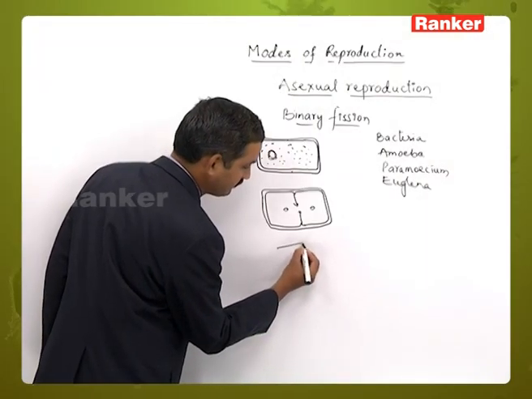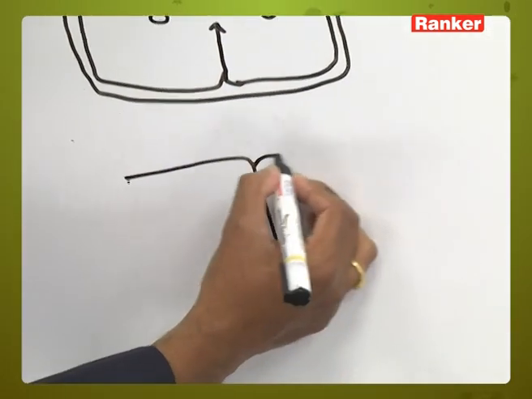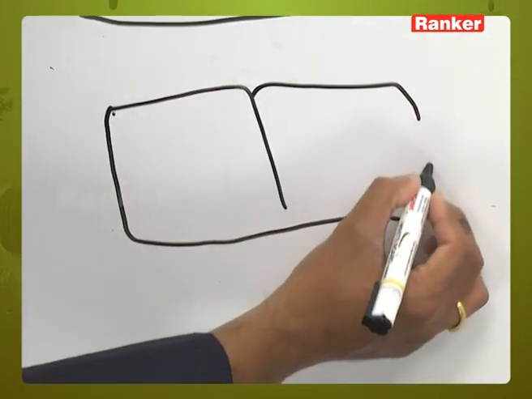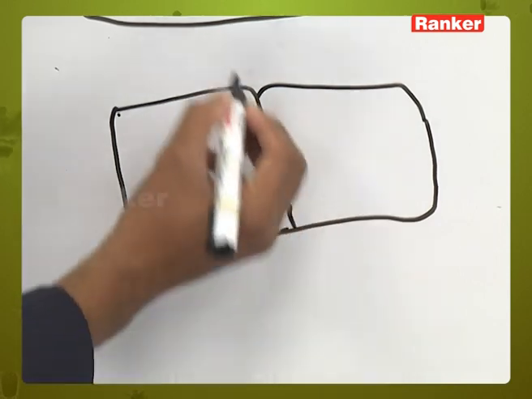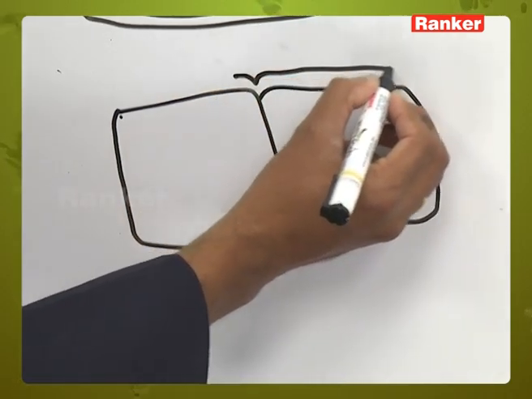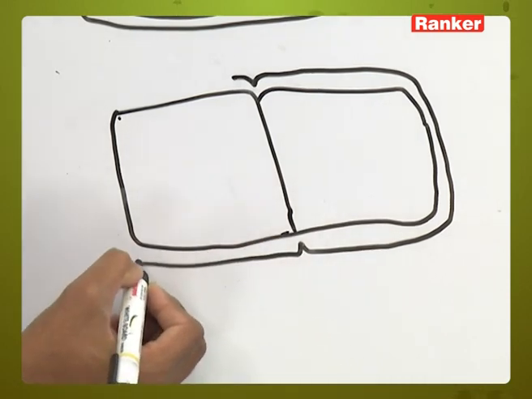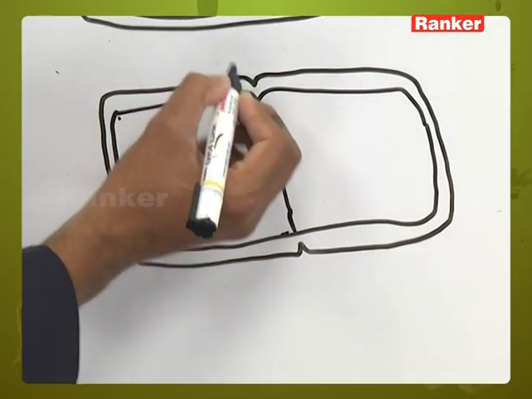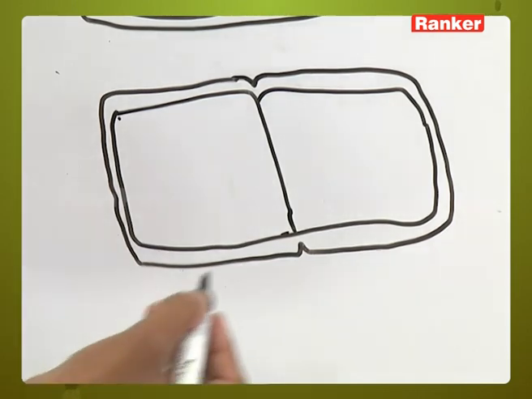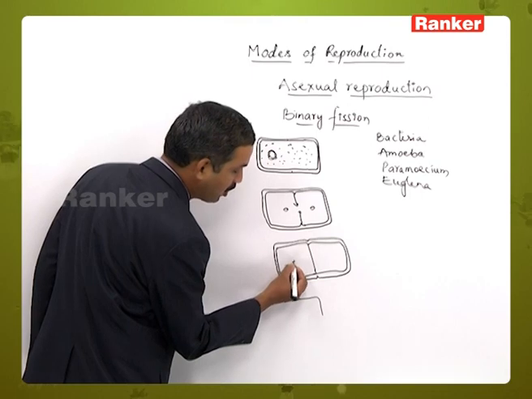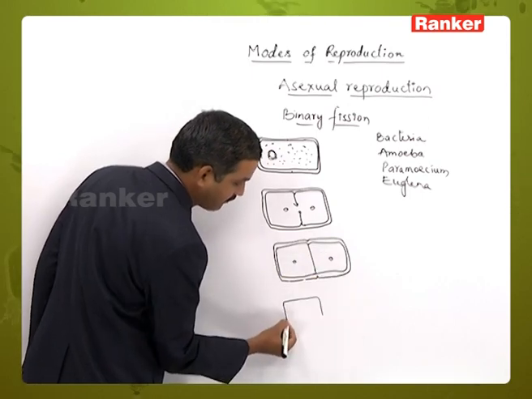Then the constriction will start in the cell wall also. This constriction in the cell wall forms at the same place where the constriction occurred in the cytoplasmic contents. It also moves towards the center, and finally it will result in two daughter bacteria.